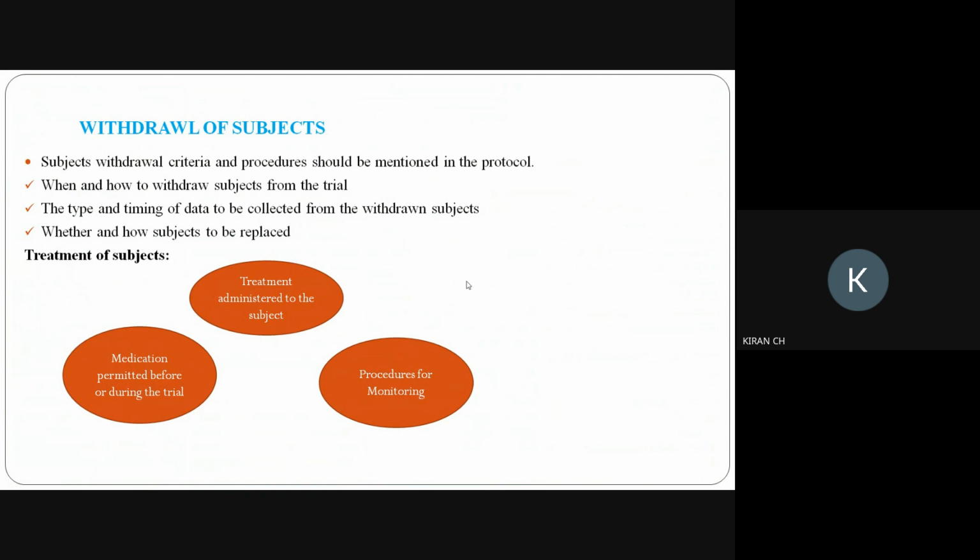Because simply if the patient is saying, I want to withdraw from the study, we cannot just tell them, okay, you can go. We should ask him, what is the reason why you are withdrawing from the study? What makes you uncomfortable? Those kind of things we have to know, because we should know the reason when the patient is leaving from the study, right? So all those things will be mentioned in the protocol.